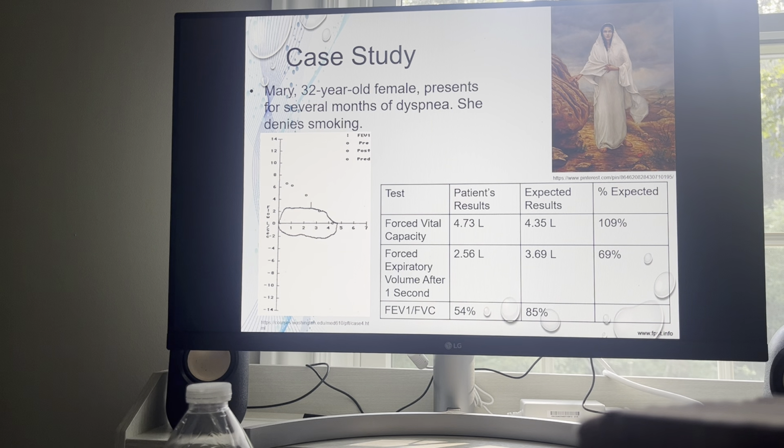But that's not a good diagnosis, and that just shows why the flow loop can help. It's not everything, but it can certainly help.